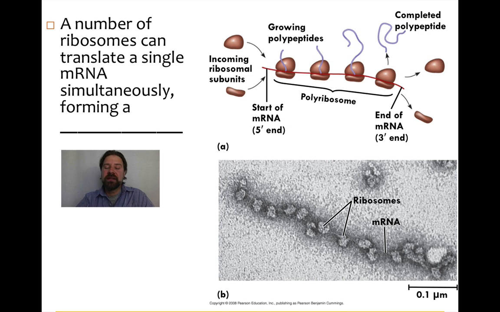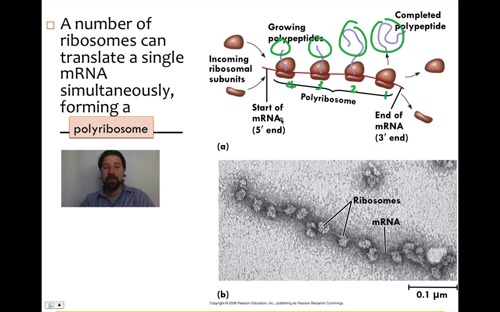We mentioned earlier that sometimes a number of ribosomes can translate a single mRNA simultaneously. So what if we needed this particular protein and we need a lot of it? If that was the case, we may see a number of ribosomes. In this case here, this would be number 1, 2, 3, 4. And the reason I called that number 1 is because it's already completed building it. Number 2 is still working on it. Number 3 just got started. Number 4 really just got started. So they kind of look like beads on a string, and that's how they're referred to. And we call that a polyribosome.